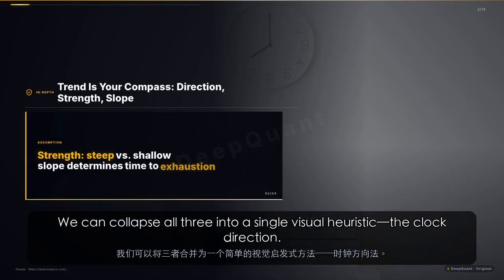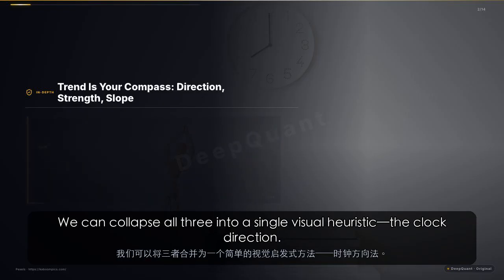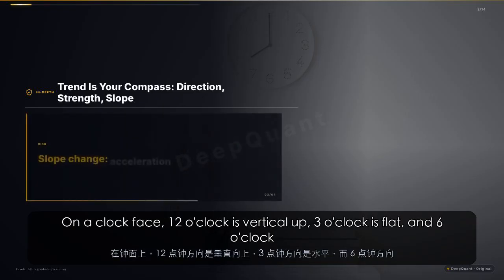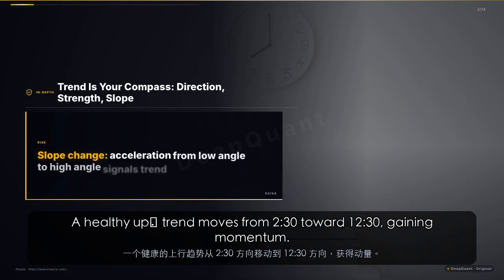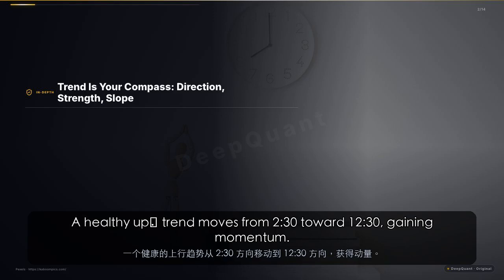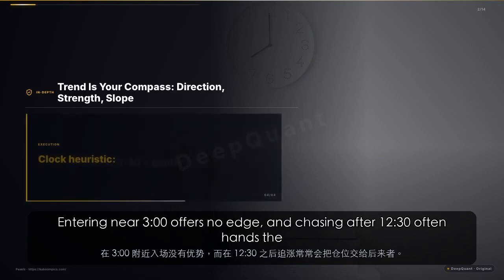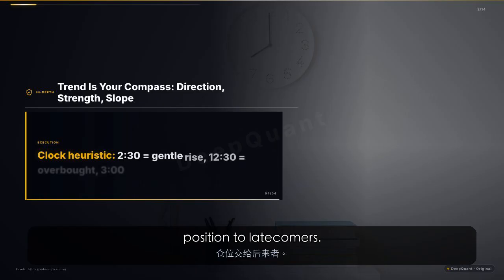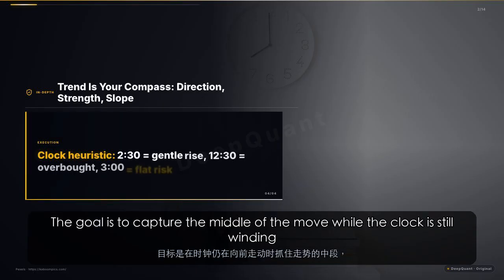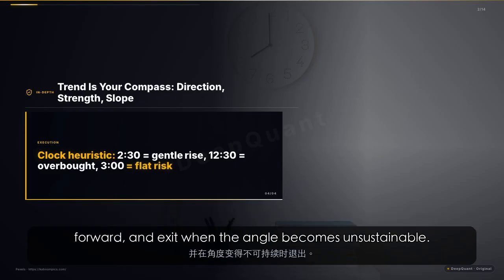We can collapse all 3 into a single visual heuristic, the clock direction. On a clock face, 12 o'clock is vertical up, 3 o'clock is flat, and 6 o'clock is vertical down. A healthy uptrend moves from 2:30 toward 12:30, gaining momentum. Entering near 3 o'clock offers no edge, and chasing after 12:30 often hands the position to latecomers. The goal is to capture the middle of the move while the clock is still winding forward, and exit when the angle becomes unsustainable.